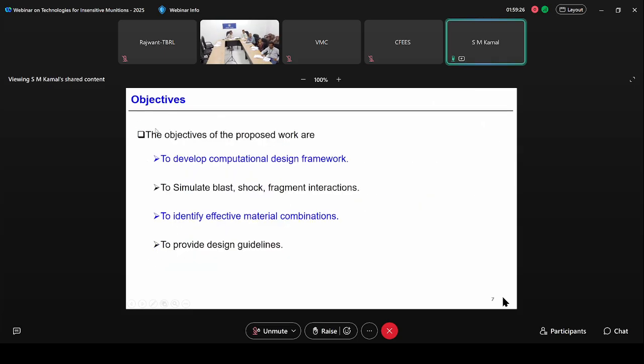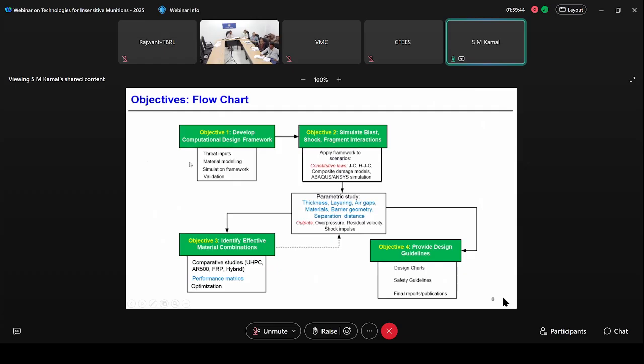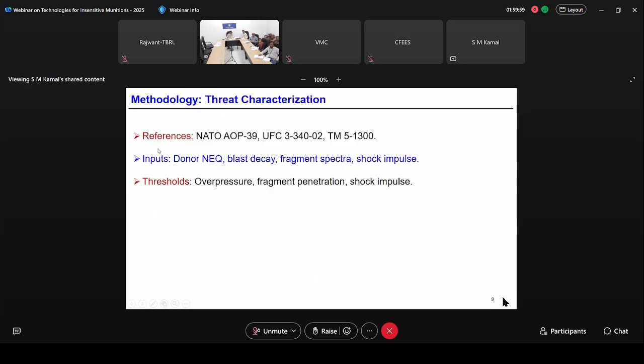So our objectives are like this. We are formulating our objectives this way. First, we'll develop a computational design framework, then simulate blast, shock, and fragment interactions, then identify effective material combinations, and then provide design guidelines. And this slide shows the interlinking between our objectives. First we start with the threat characterization, and then we move to the constitutive modeling, then the parametric study, and finally design guidelines.